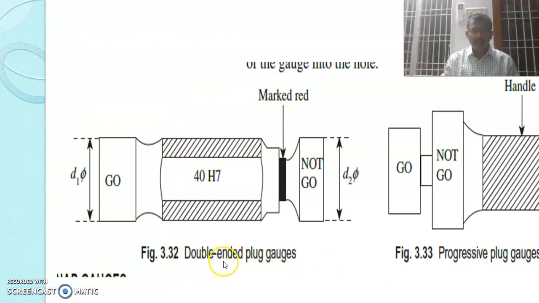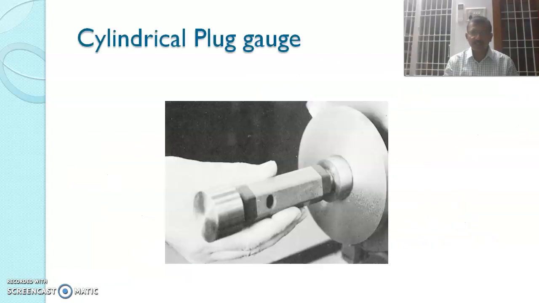Then plug gauges. This is a not go gauge, so it is marked as red, and this is a go gauge, the go side. There are double-ended plug gauges and progressive plug gauges. In double-ended plug gauges, the go gauge is at one end and the not go gauge is at the other end. But in the progressive plug gauge, go and not go gauges are at the same end. This type of gauge is called a progressive plug gauge.